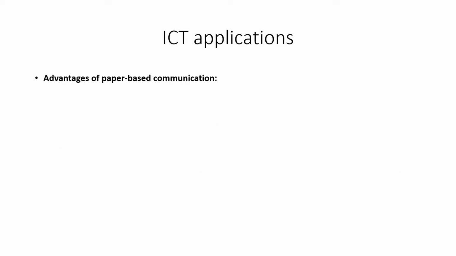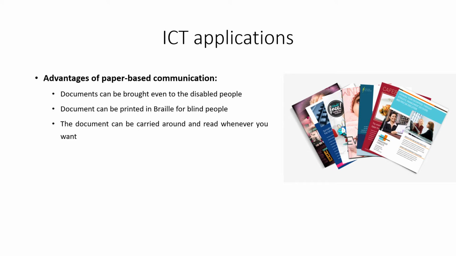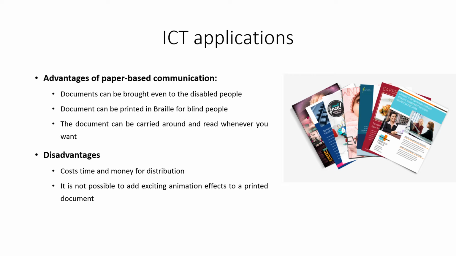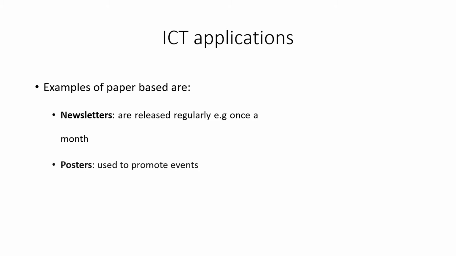So advantages of paper-based communication. Documents can be brought even to disabled people. Documents can be printed in braille for blind people, and the document can be carried and read whenever you want. However, it also has its disadvantages. It costs time and money for distribution. It is not possible to add exciting animation effects to a printed document, and it can be very expensive to print off the document. Examples of paper-based communication are newsletters, posters, and flyers, like I said before.